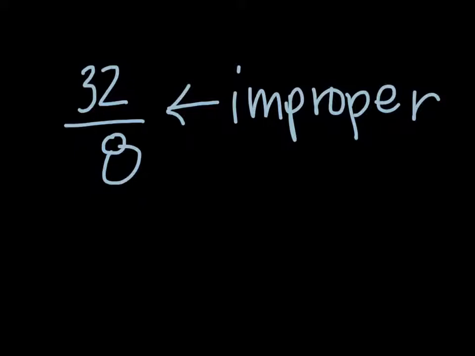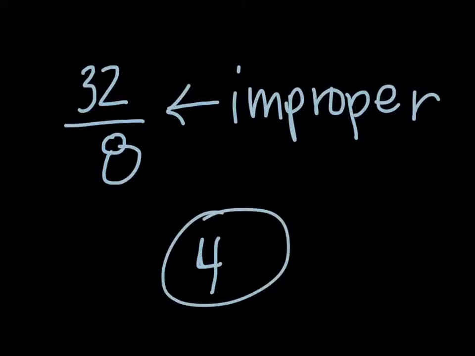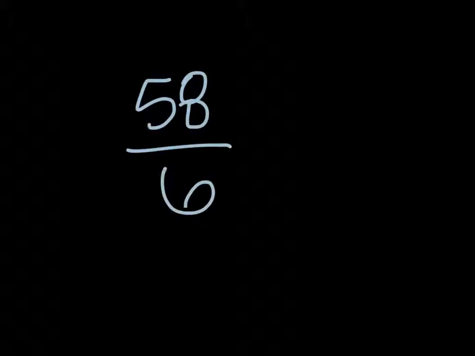So I want you to pause the video and try to do 2 or 3 problems on your own. The first improper fraction I want you to change into a mixed number or a whole number is 32/8. So pause the video and try to solve this one on your own right now. Okay, hopefully you got the answer 4. The next improper fraction I want you to try doing on your own tonight is 58/6. So pause the video, try that one on your own.